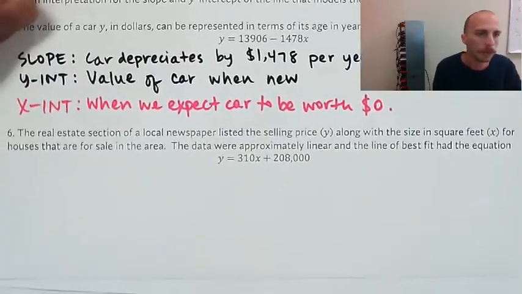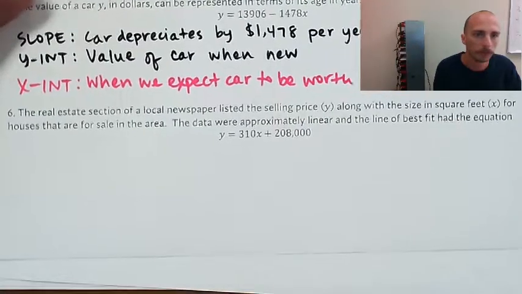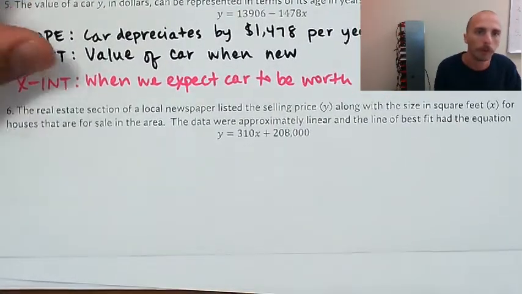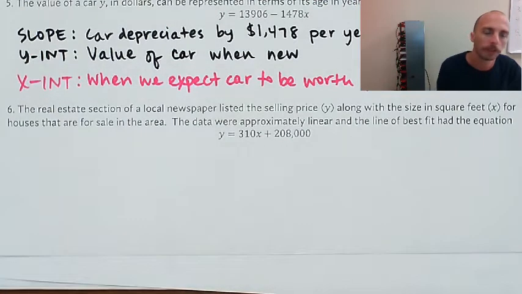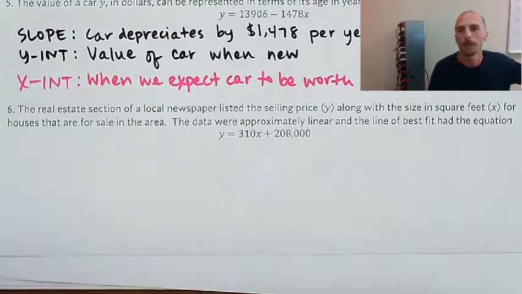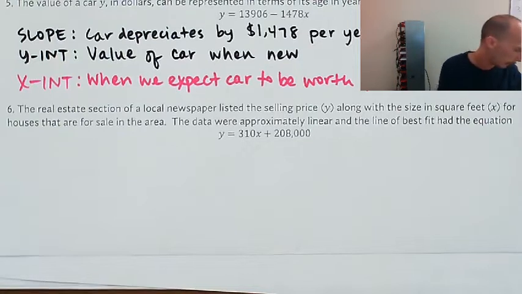Then over here, the real estate section of a local newspaper listed the selling price, which is represented by y, along with the square feet, which is represented by x, for houses that are for sale in the area. The data were approximately linear, and the line of best fit had the equation y equals 310x plus 208,000. We're just going to assume it's perfectly linear, rather than saying on average we increase 1 square foot. No, we're not going to do that.